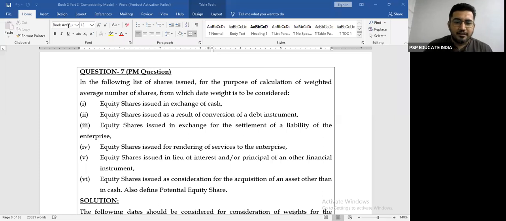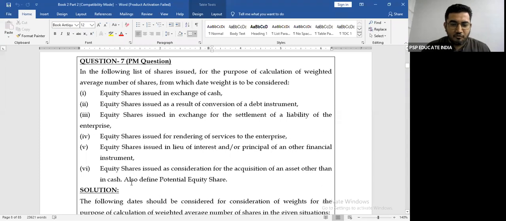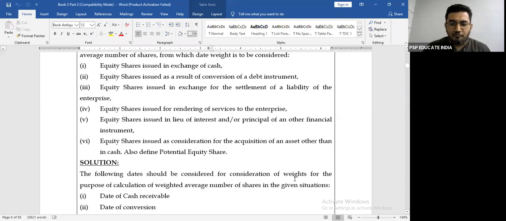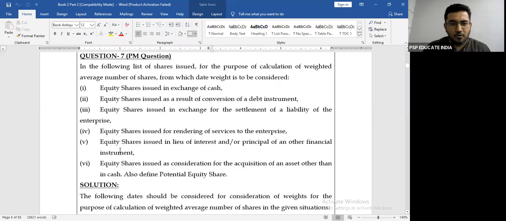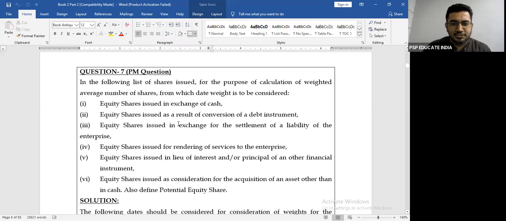Perfect. Let's look at the solution. The following date should be considered for the purpose of calculating weighted average number of equity shares in the given situation. Date of cash receivable. Look at the second one. Equity shares issued as a result of conversion of debt instrument. Tell me, what is that we should take over here?